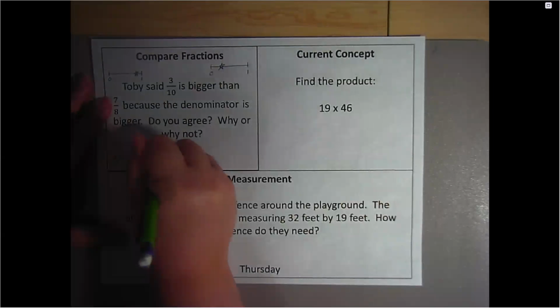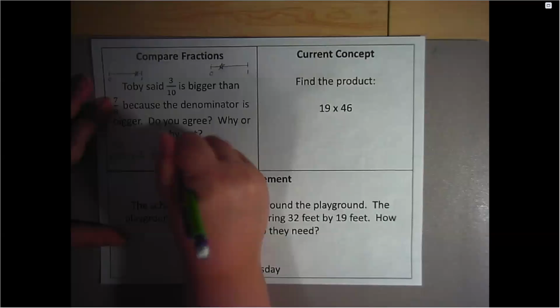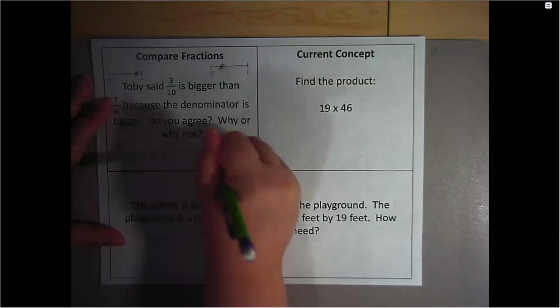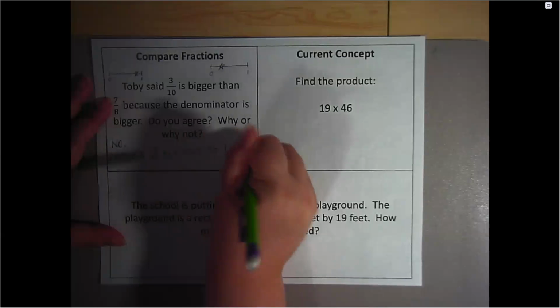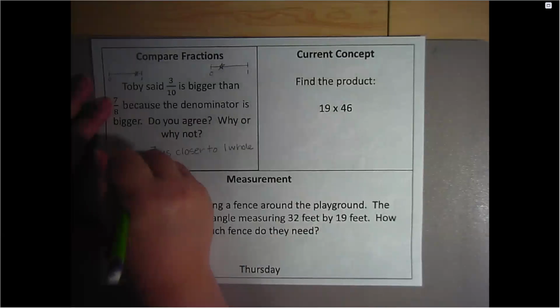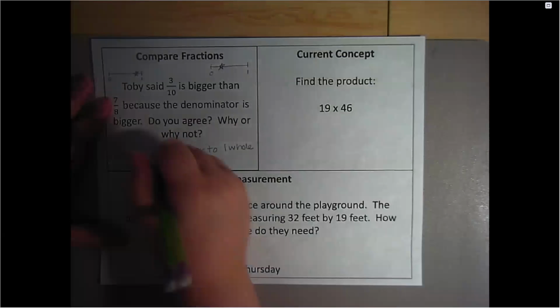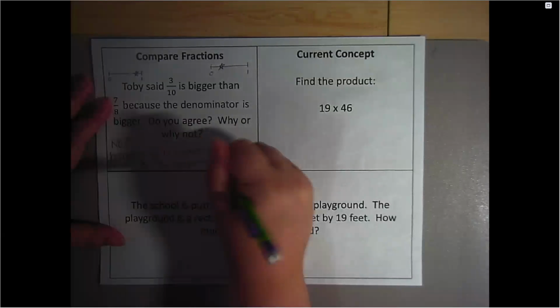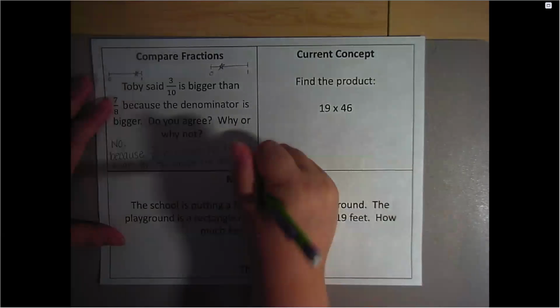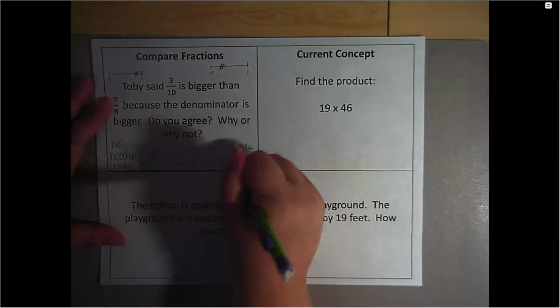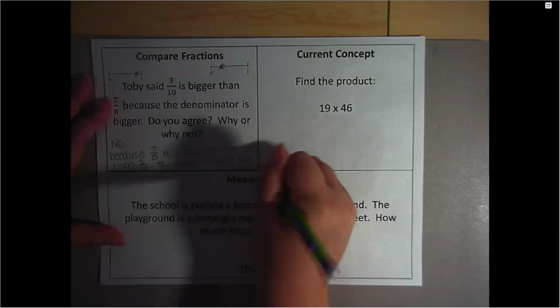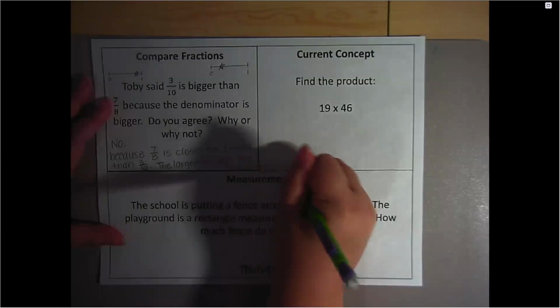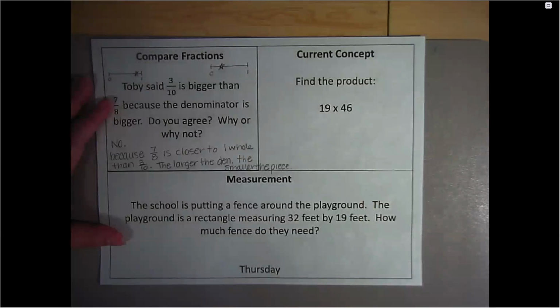7/8 is closer to 1 than 3/10. And so that is my answer. I could also say the larger the denominator, the smaller the piece. So that's what I would answer. I would disagree with Toby.